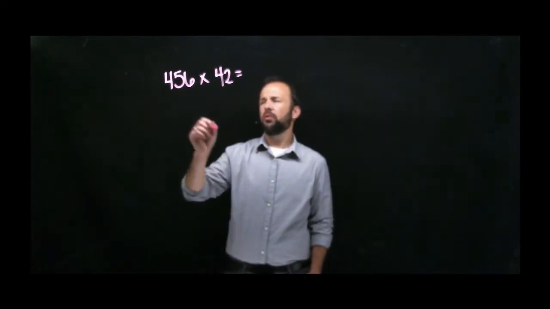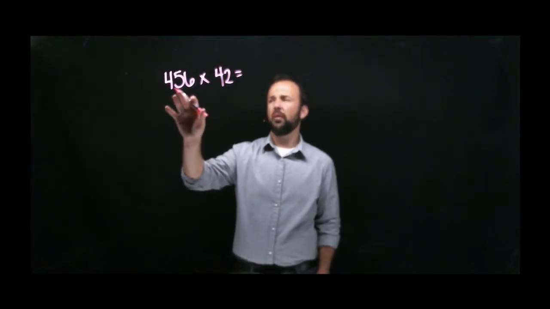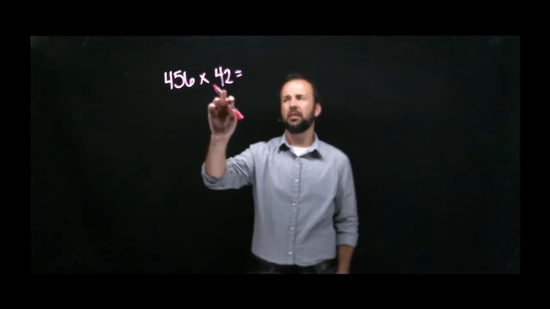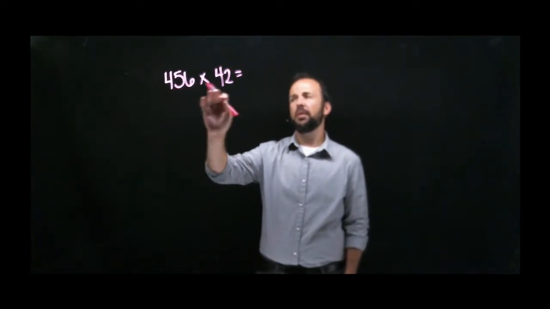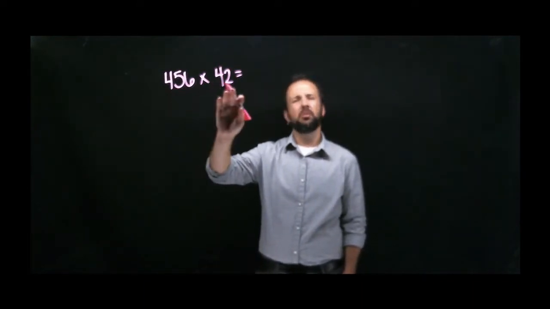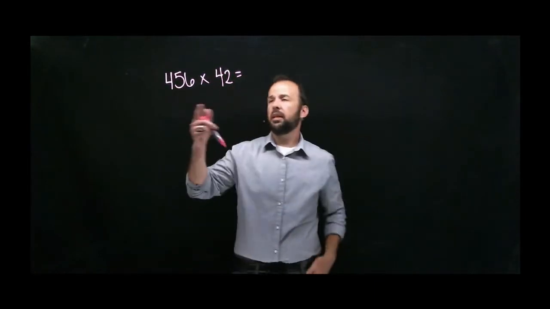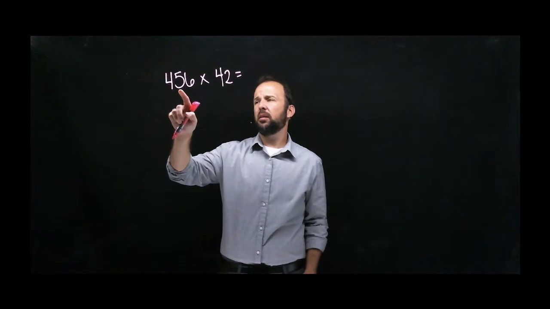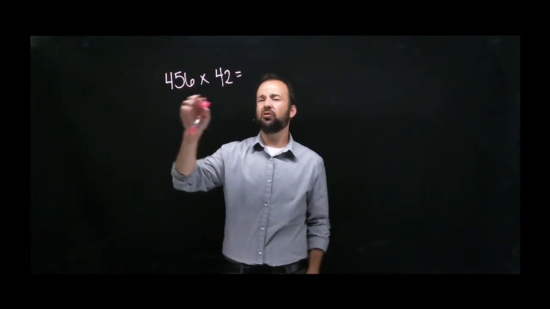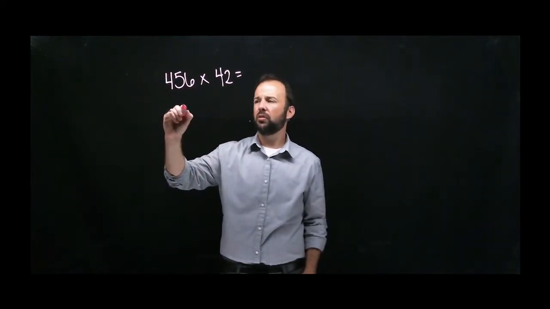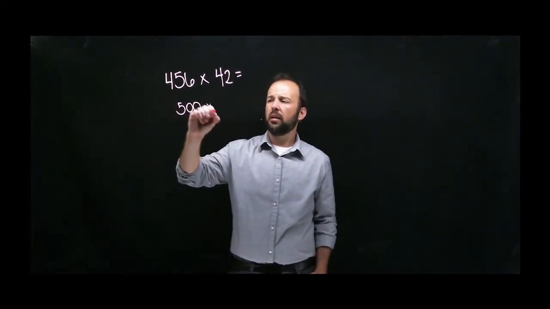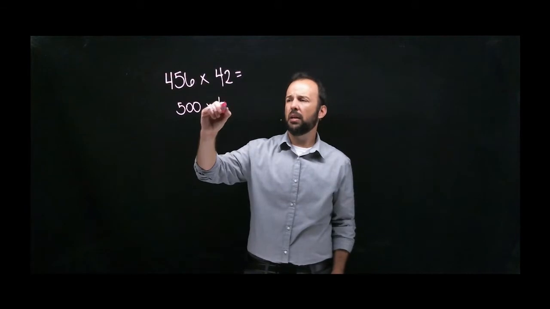So 456, there are a couple different ways I can round it. I could round just to the biggest place value, so I could round this one to the hundreds and this one to the tens. I could also round them both to the tens if I wanted to. Rounding them to the ones is not really going to do me any good. For the sake of this, let's round to the hundreds first. So 456, it is above that halfway point, right? 56, just above that halfway point, not much, just a little bit. So I'm going to round this one up to 500. And then my 42, I'm going to round down to 40.